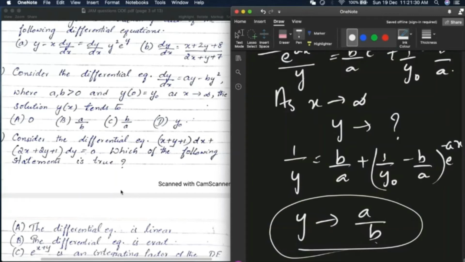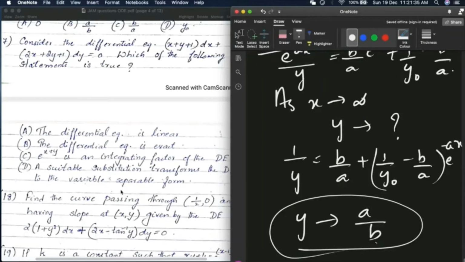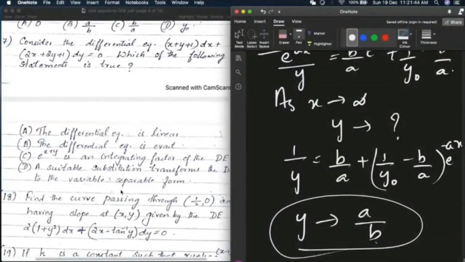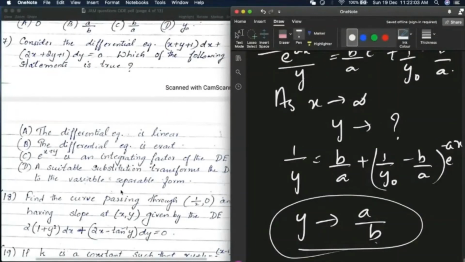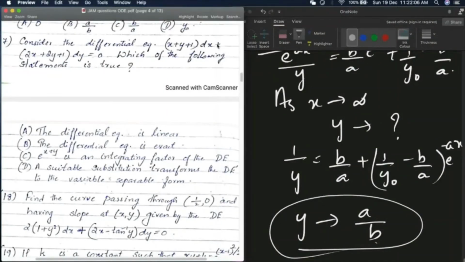This is MCQ only, not R. It's only state, which of the statements is true? Differential equation is linear. Differential equation is exact. E raised to x plus y is an integrating factor. Then, so many things you have to check. A suitable substitution transforms the differential equation into variable separable form.